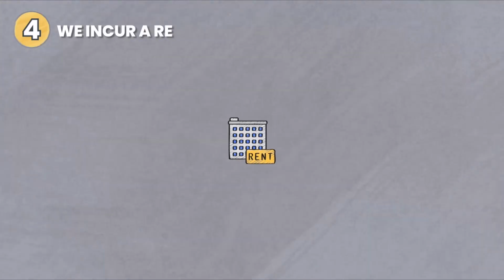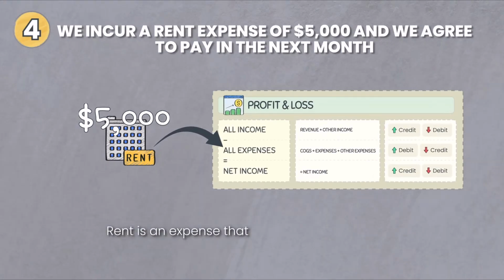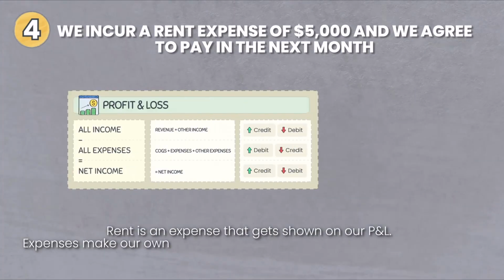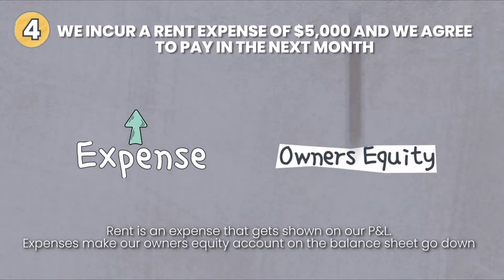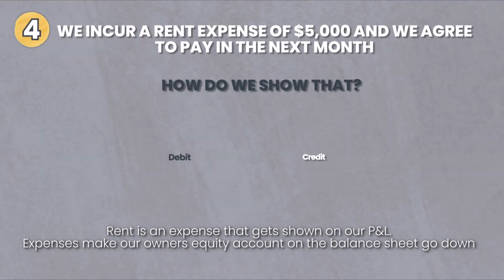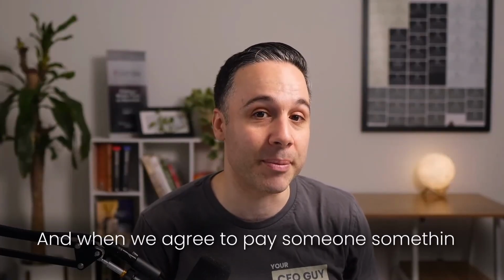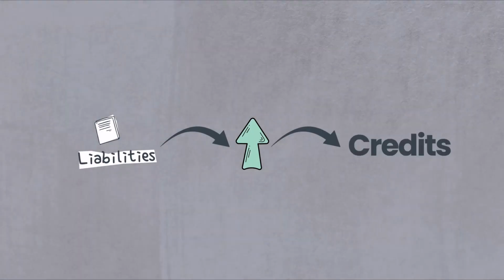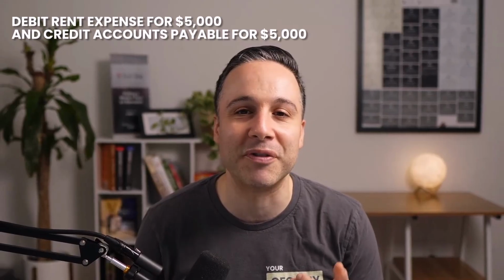Okay, let's go over a bonus example for number 4. Let's say we incur a rent expense of $5,000 and we agree to pay it in the next month. Well, rent is an expense that gets shown on our P&L. Expenses make our owner's equity account on the balance sheet go down. So if an expense goes up and owner's equity goes down, how do we show that? With a debit or a credit? With a debit. And when we agree to pay someone something, that's a liability. When a liability goes up, how do we show that? With a credit. Debit rent expense for $5,000 and credit accounts payable for $5,000.